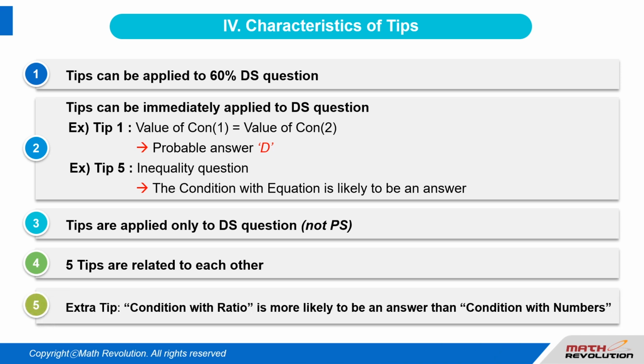An additional tip, not included in these 5, which is very effective in solving DS questions, is that a condition with a ratio is more likely to be the answer than a condition with numbers. This tip appeared quite frequently on recent GMAT exams. If you correctly understand the variable approach, CMTs, and tips, the GMAT Math DS questions are a piece of cake.